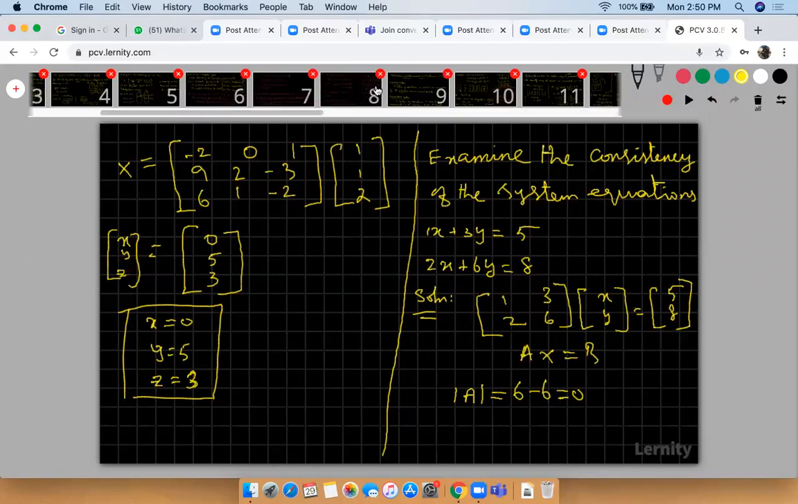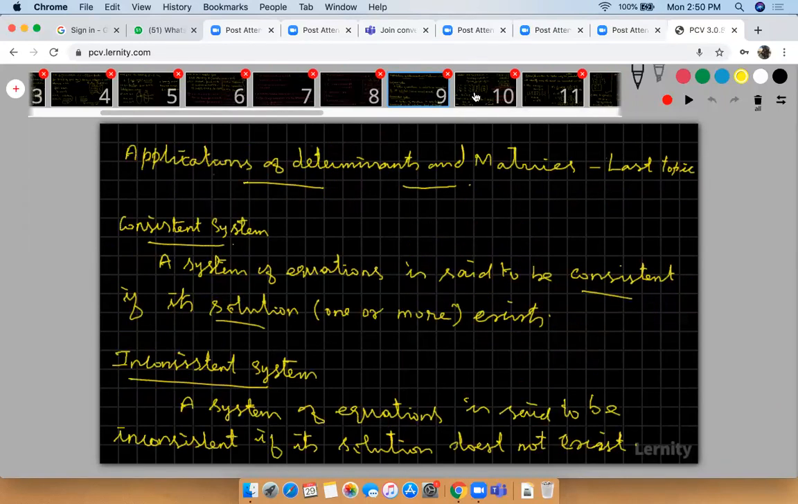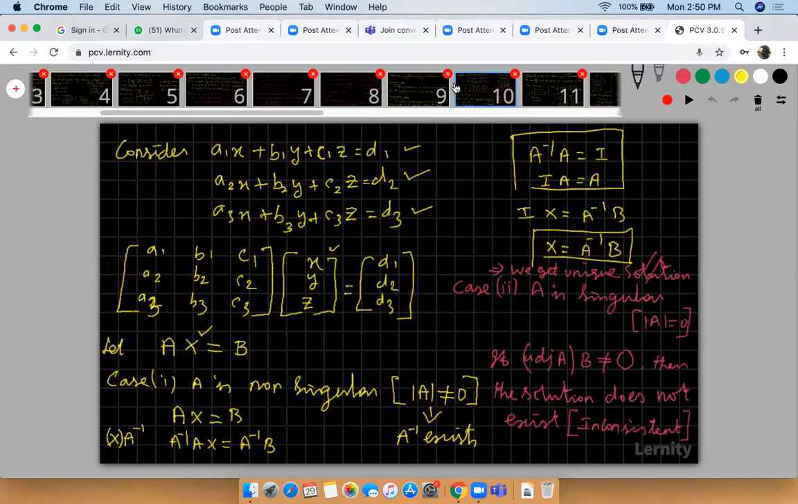What about your second case? Look at this. The first case is A is non-singular. We will get A inverse, which means we will get X is equal to A inverse B. We will get a unique solution. Now look at the second case.